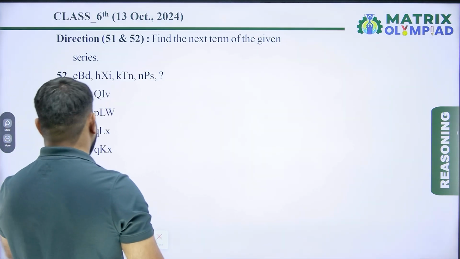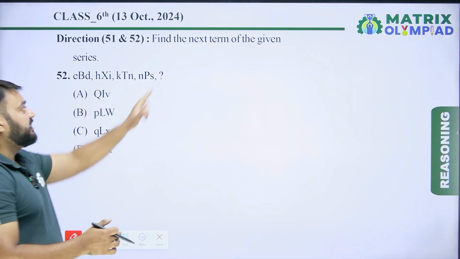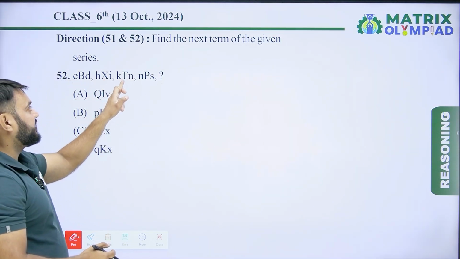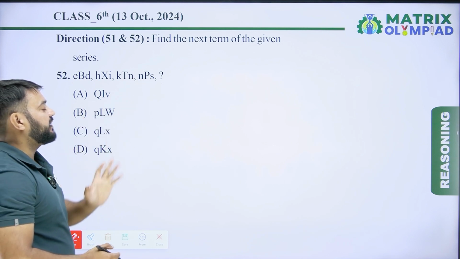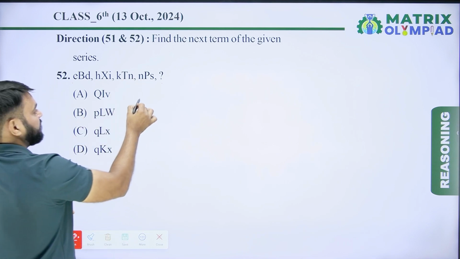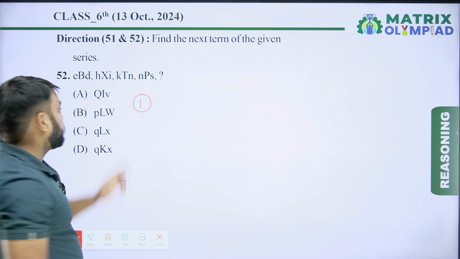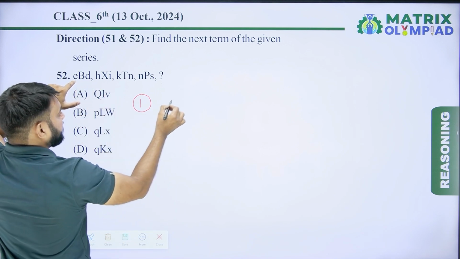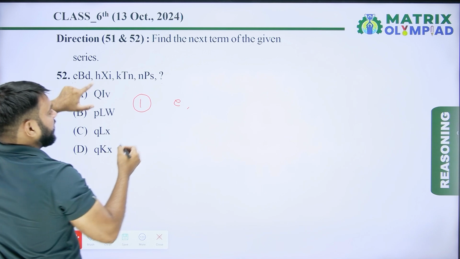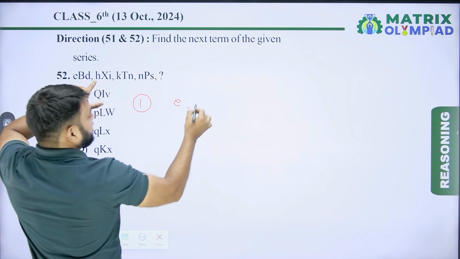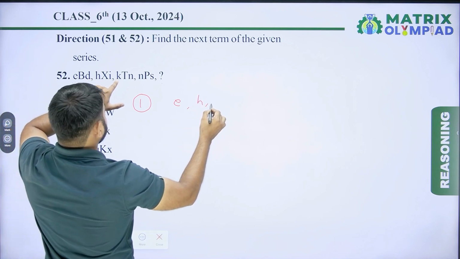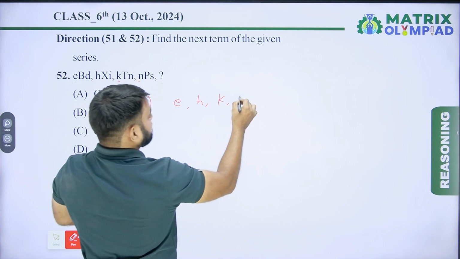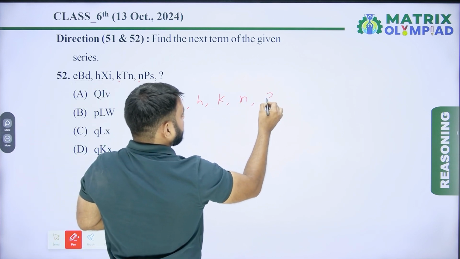So now the next question is question number 53. Find the next term of the given series. E, B, D, H, X, I, K, T, N, N, P, S, and find the next. So taking the first alphabet of each term. The first alphabet of the first term is small e. The first alphabet of the second term is small h. After H, next is K, small k. Now next is small n, and find the next.